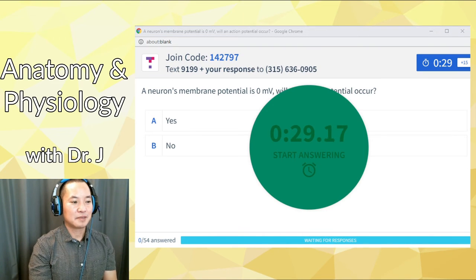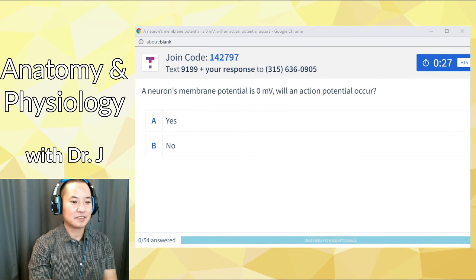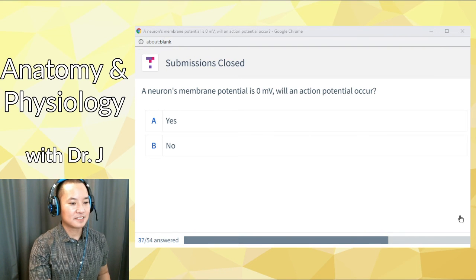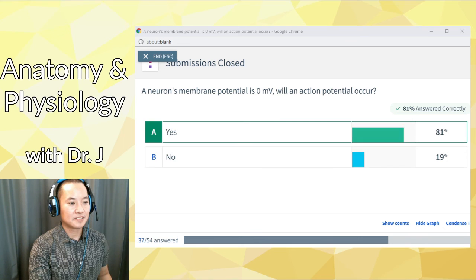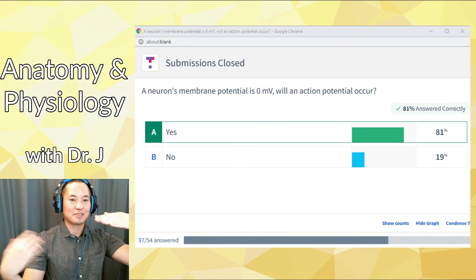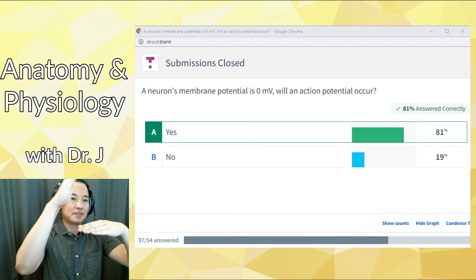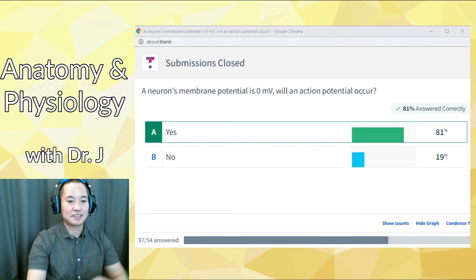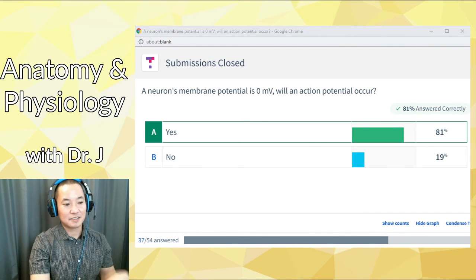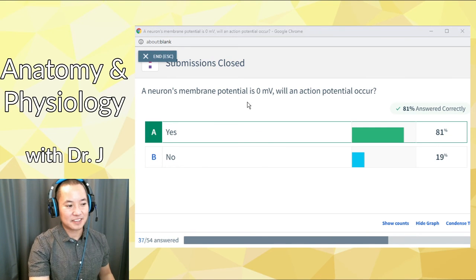So a neuron's membrane potential is 0 millivolts. Will an action potential occur? All right, let's see the responses. Most said yes, and most of you are correct. Again, the threshold is negative 50 to negative 60. So even though it's 0, that's way above the threshold, so you can have an action potential. You've crossed that, you're way past that negative 50, negative 60 millivolt threshold.